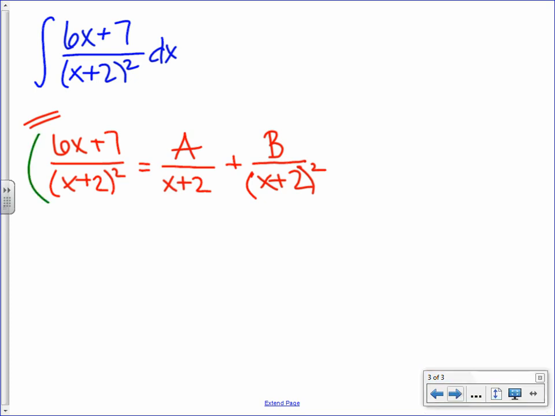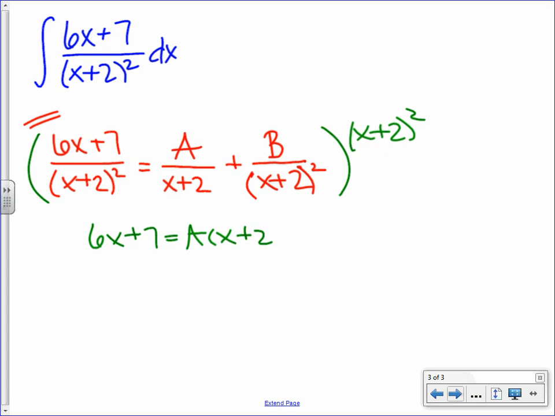So we're gonna multiply by our common denominator. So we have 6x plus 7 equals A times x plus 2 plus B.